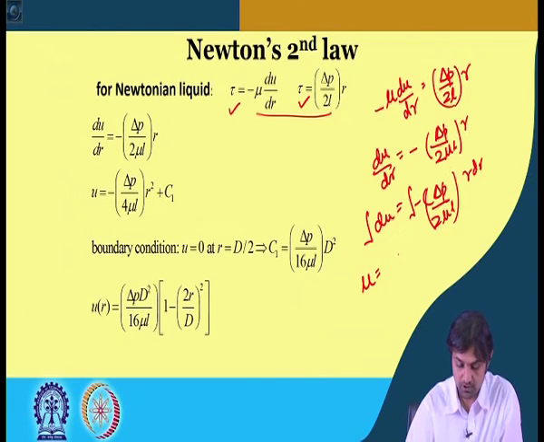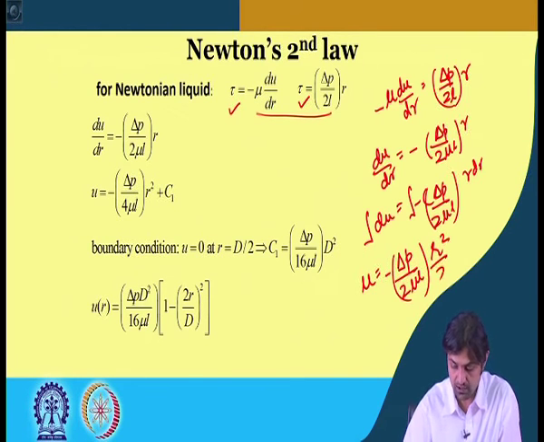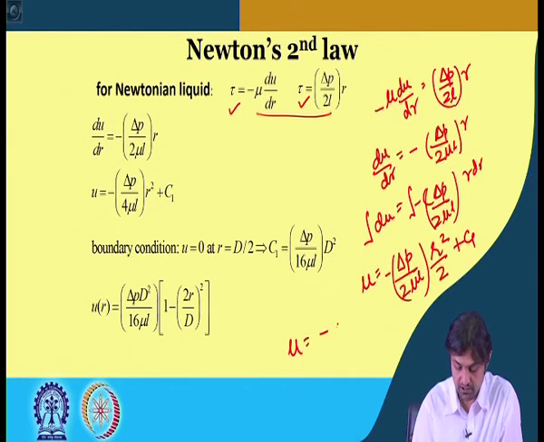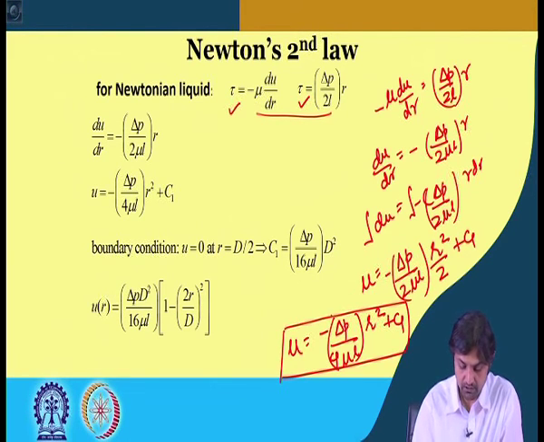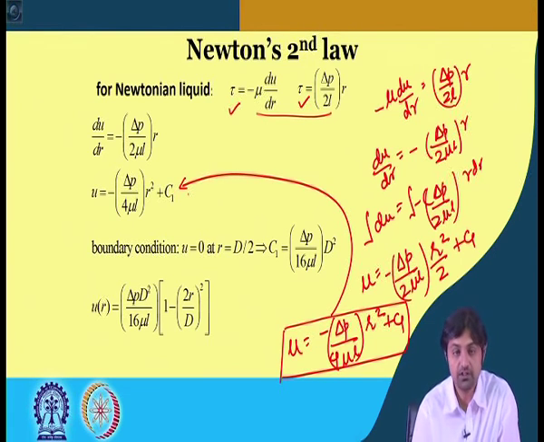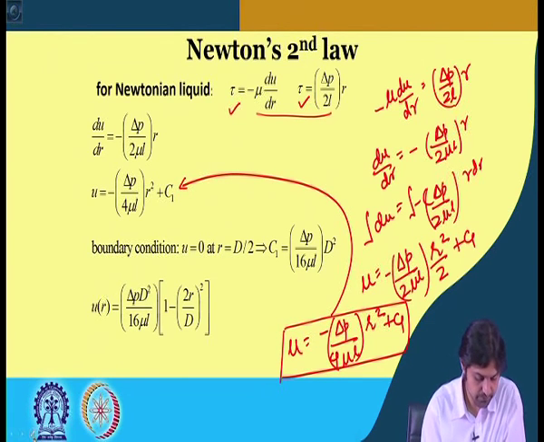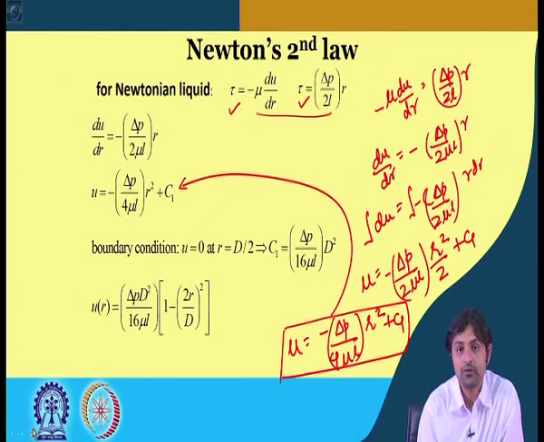Therefore, we can simply integrate on both sides. We get u is equal to minus delta P by 2 mu L, with minus sign, and R square by 2 plus C1. So, finally, it can be written as minus delta P by 4 mu L R square plus C1, and this is the same thing that we have written here. If you can follow this.